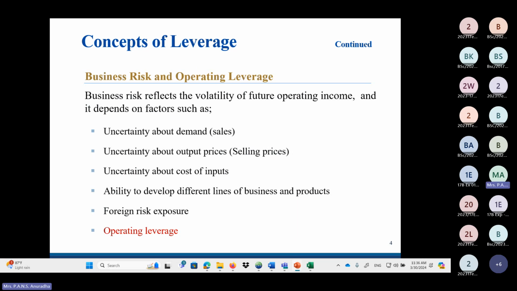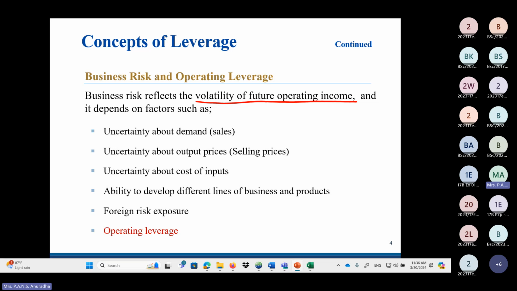Business risk is, in a very simple sense, the volatility of the operating profit. So you can highlight this. Business risk is the volatility of future operating income, profit volatility. Risk is the volatility of a variable, no? Risk can be uncertainty, volatility, variation. So what is business risk? Business risk is the volatility of future operating income.